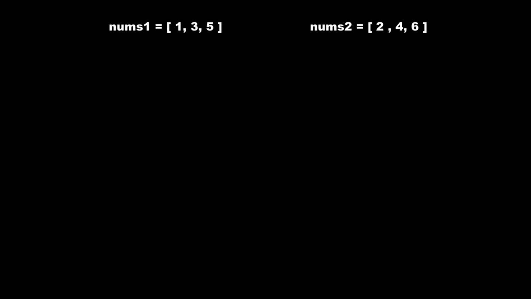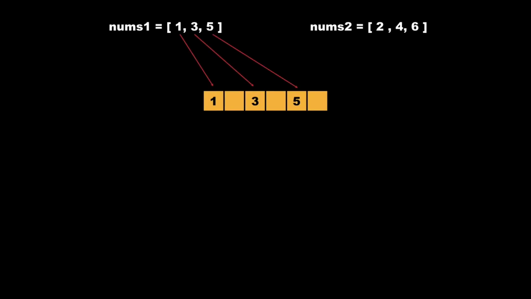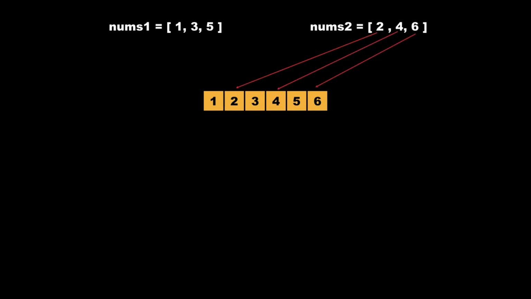So now let's begin with the approach to solve this particular problem. Consider two sorted arrays nums1 and nums2, which contain 1, 3, 5 and 2, 4, 6 respectively. When we combine 1, 3, 5 with 2, 4, 6, the resultant sorted array looks like 1, 2, 3, 4, 5, 6. Since the length of the resultant array is even, we consider the middle two elements in order to find the median. That is, the value of the median is the average of 3 and 4, which is 3.5.